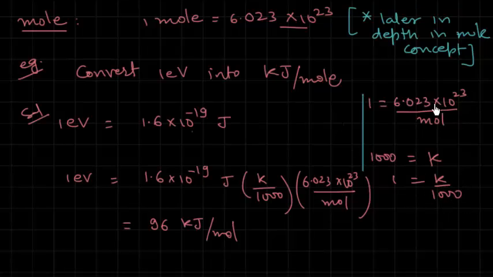So now we will multiply both these conversion factors to what we originally have, which is 1 electron volt. So 1 electron volt is equal to 1.6 into 10 to the minus 19 joule times first conversion factor times second conversion factor. So joule into k becomes kilojoule and mole will be mole. So this will come out to be 96 kilojoule per mole. You can remember this, 1 electron volt is equal to 96 kilojoule per mole. Even if you don't remember, it's okay, but if you can, it will be good.